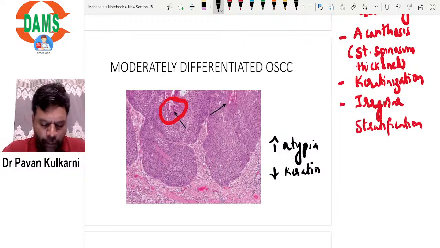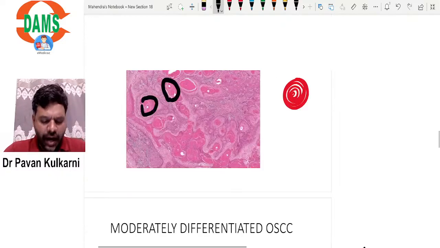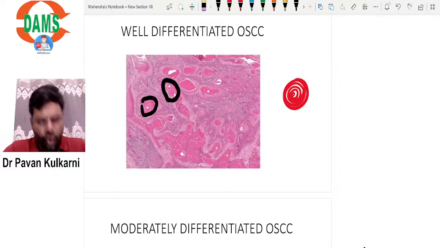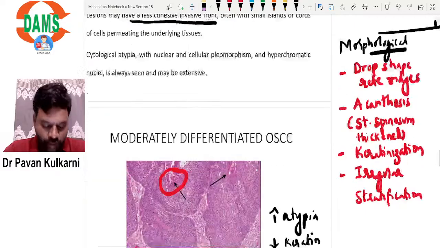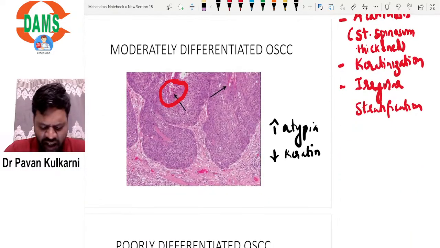Now I want you to compare this image and the other image. Look at this image. So much keratin is there. All that pink color, whatever I have just shown, around the border, there are so many, you can see. All those are keratin. So the more the keratin, the more well differentiated it is. Whereas in moderately differentiated, you will have very little keratin, more atypia.